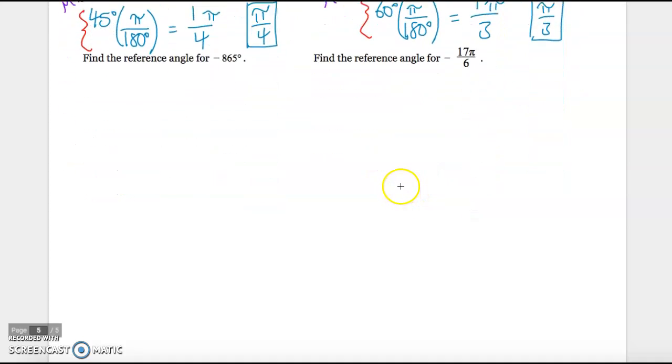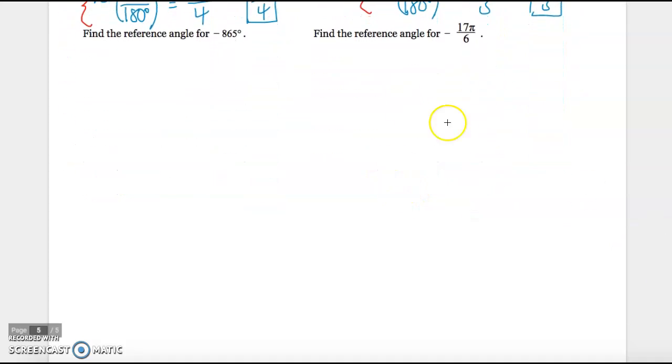Beautiful. All right, we got 2 more. This one's already in degrees, so I don't have to convert it at all, but it is too small. So this is where step 1 comes into play, where I first have to find a coterminal angle that's between 0 and 360. Negative 865 is too small, so I'm going to add 360 to it. Negative 865 plus 360. That's still too small, so I'm going to do it again.